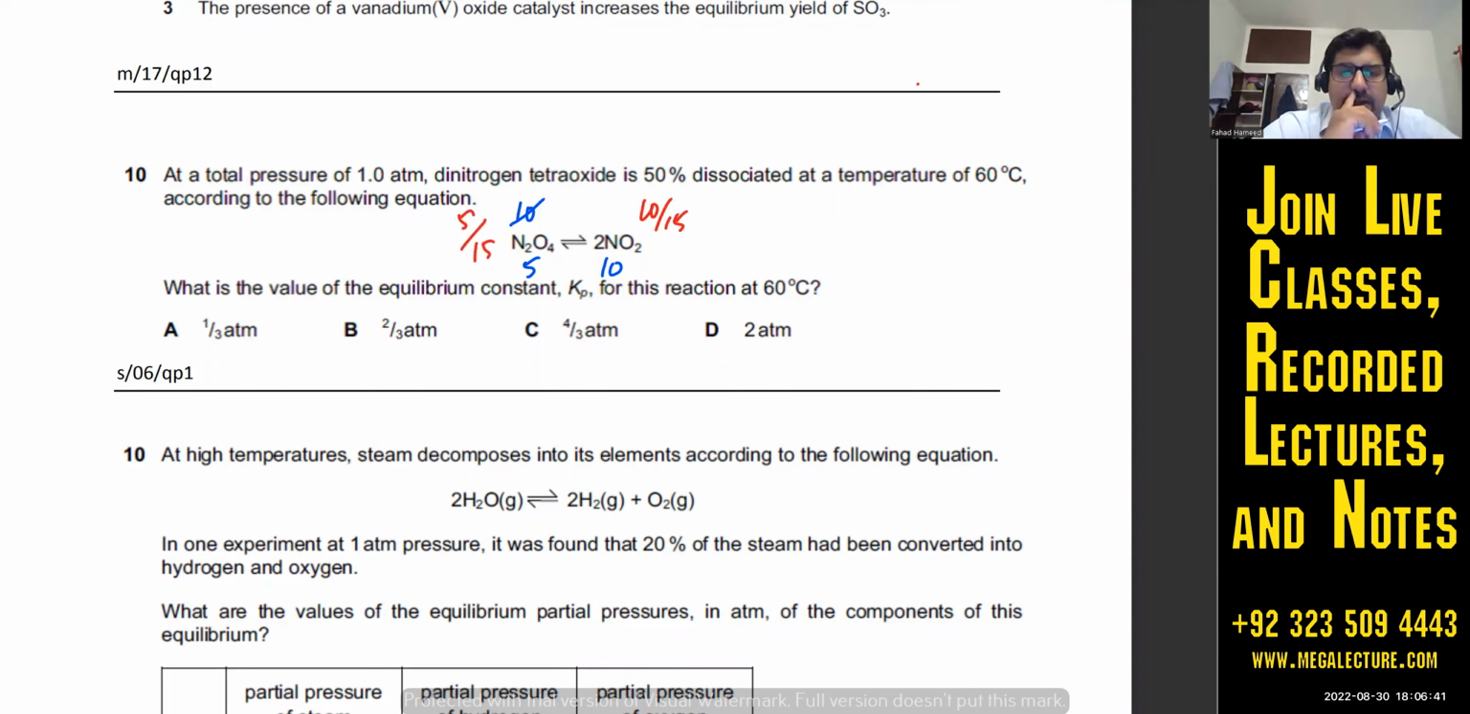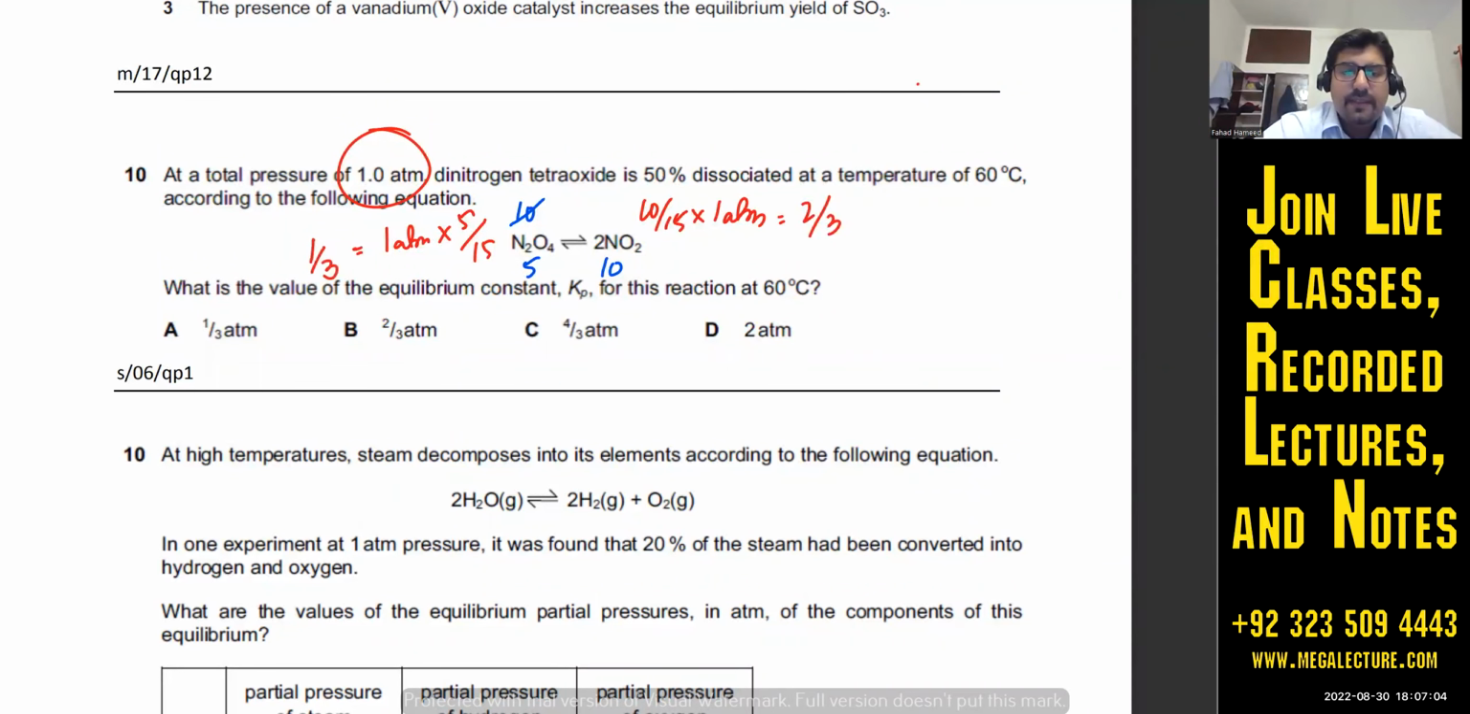And how do you calculate partial pressure? What is the total pressure? The total pressure is 1 atmosphere, right? So iski contribution kya hai? That's 10/15 times 1 atmosphere. And this would be 5/15 times 1 atmosphere. ये actually 2/3 बन जाता है, and this actually becomes 1/3, right?